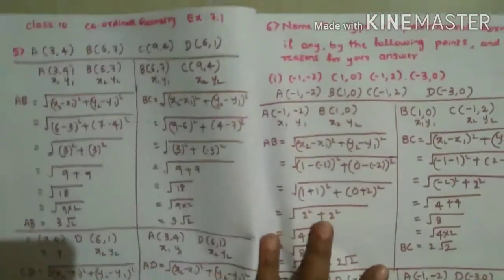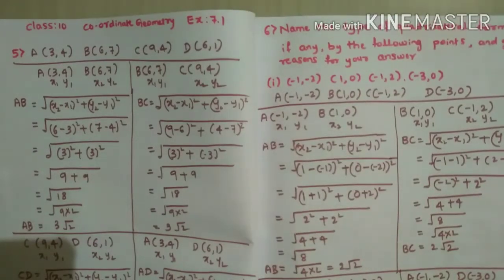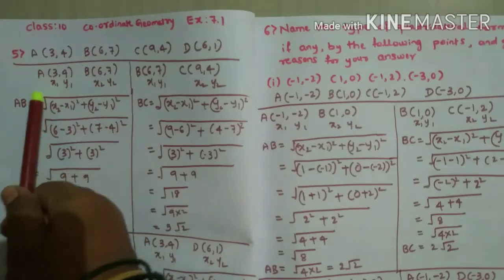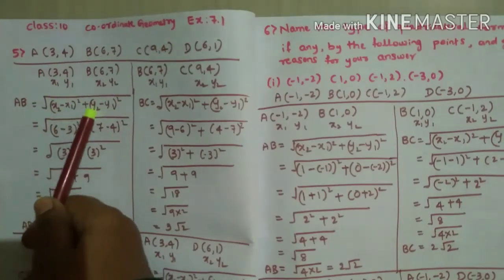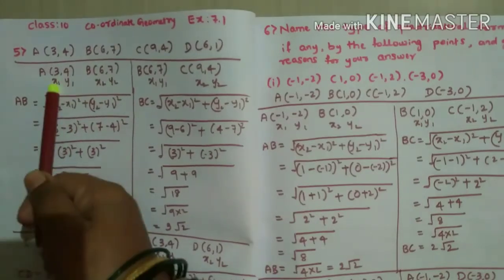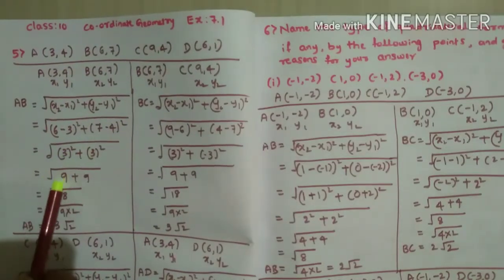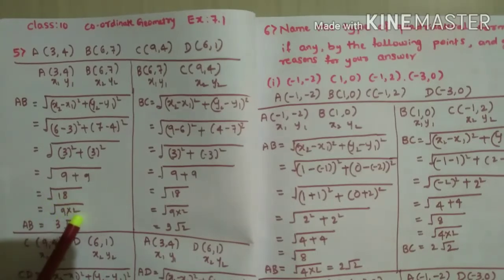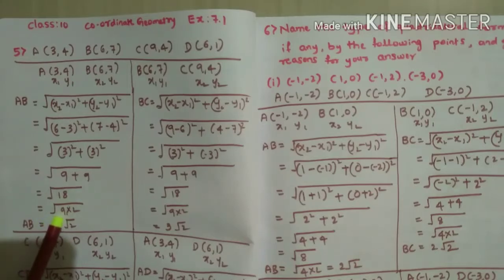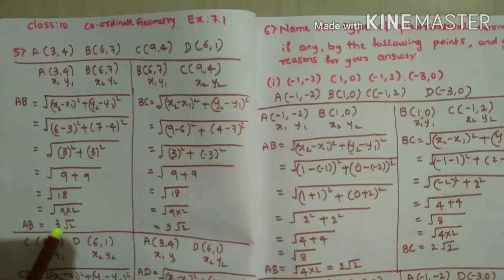After writing this, we have to find the distance between AB. Here I consider the AB points as x1, y1, x2, y2. The distance is the square root of x2 minus x1 whole square plus y2 minus y1 whole square. Here x2 is 6, x1 is 3, square, plus y2 is 7 minus 4, square. 3 square plus 3 square gives 9 plus 9, which is 18. You can write 18 as 9 into 2, because 9 is a perfect square and 2 is a non-perfect square, so we can simplify like this.